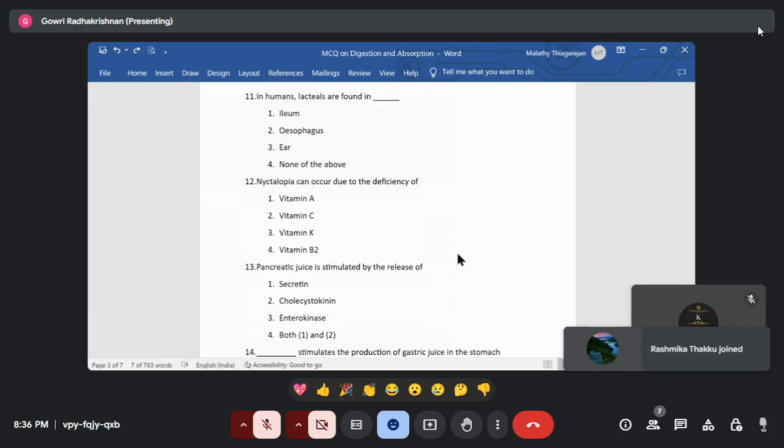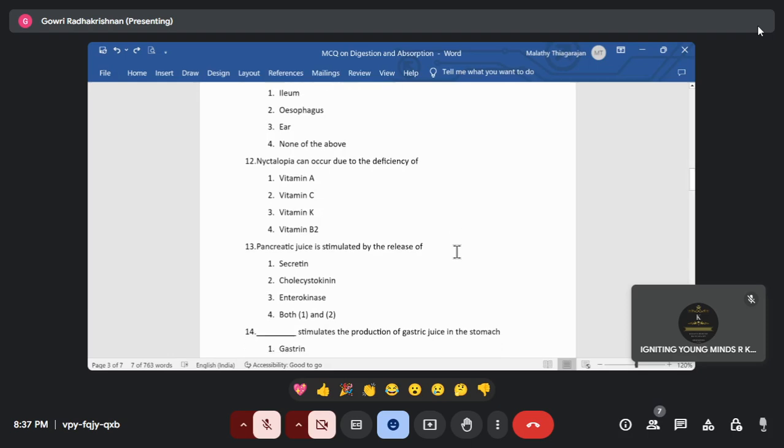This occurs because, as soon as I tell you eye problem, immediately you should relate to which vitamin. Which vitamin is responsible for eyesight? Vitamin A, ma'am. Yes, option 1 is the correct answer. Vitamin A. All right. Now, 13th.